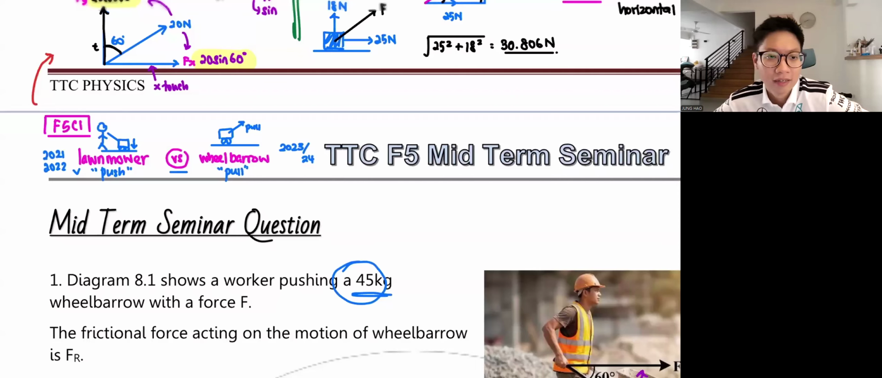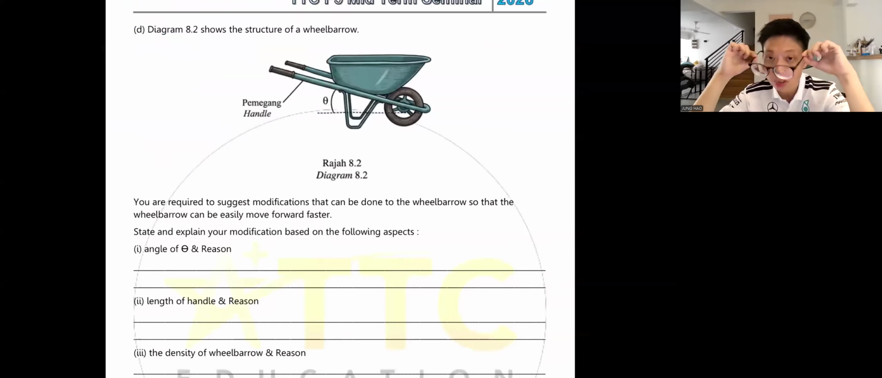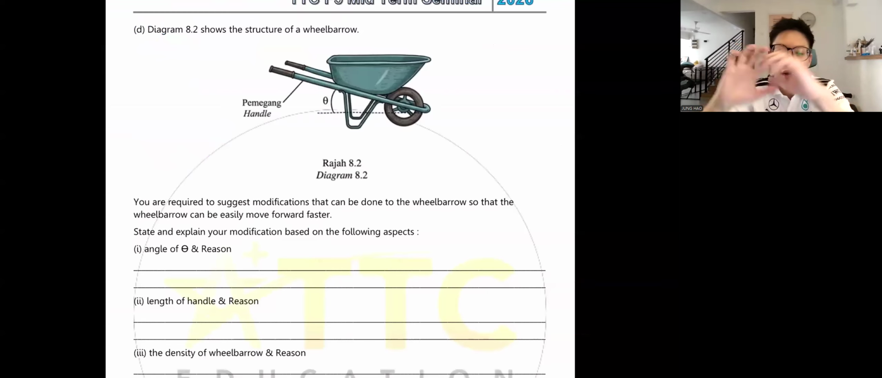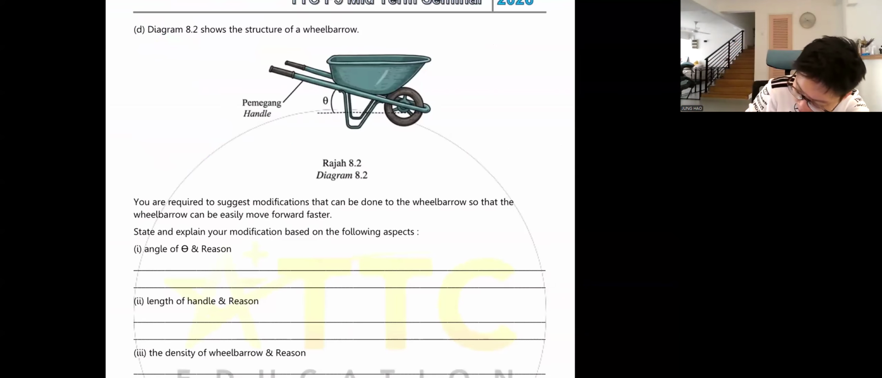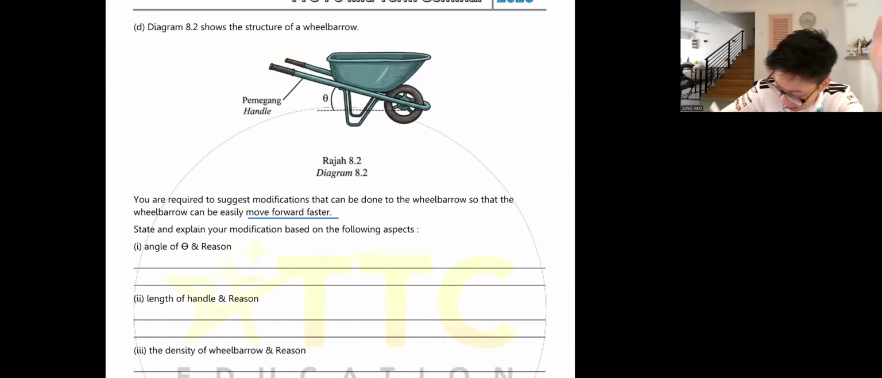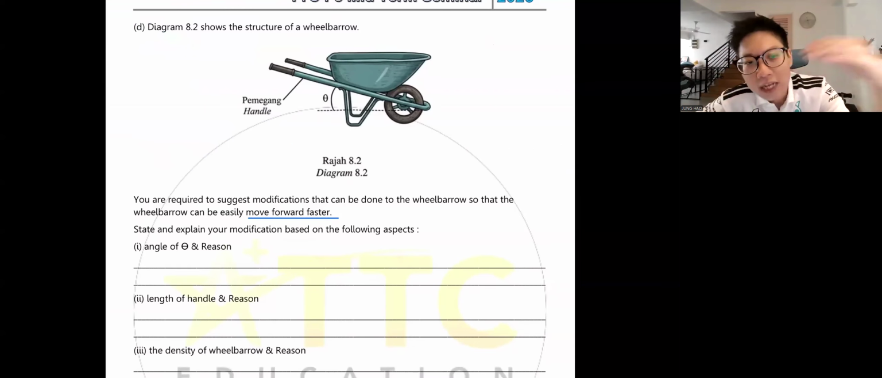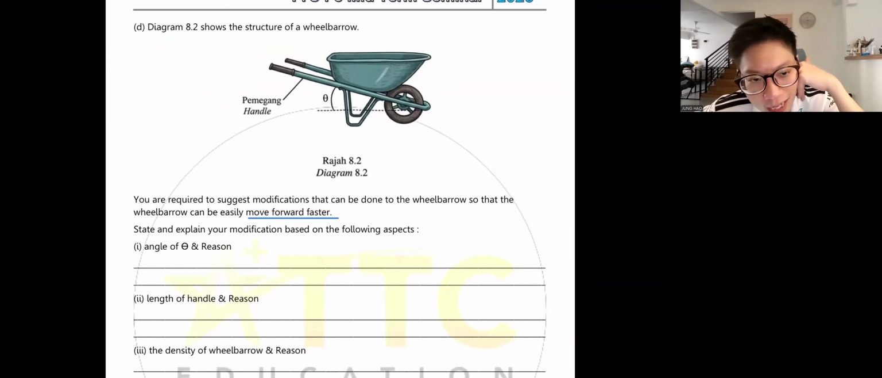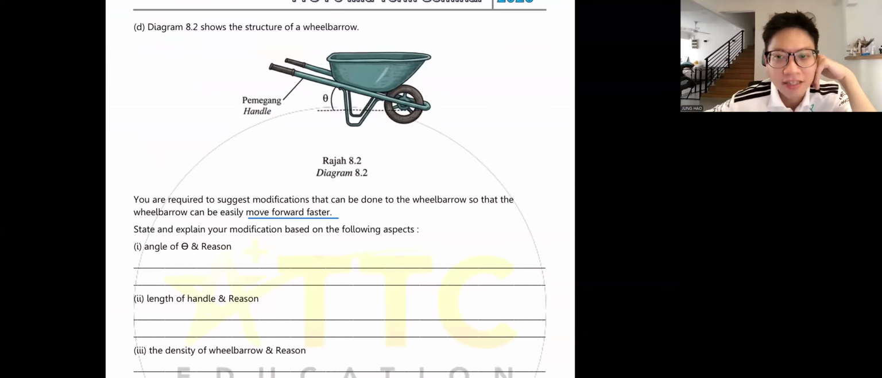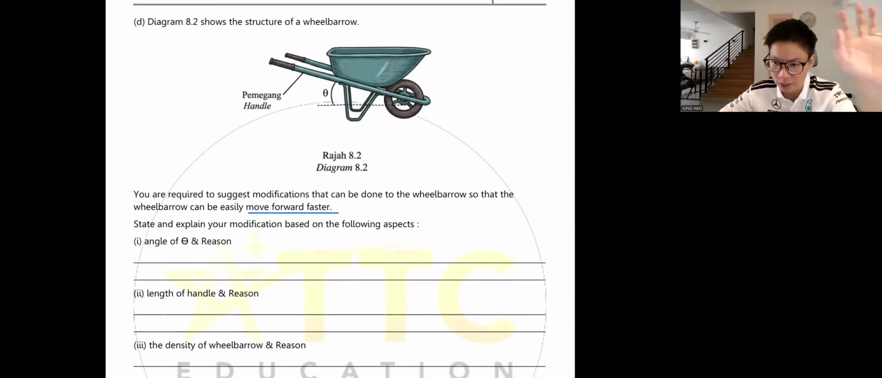Okay, next. Okay, guys, let's go and see here. Diagram 8.2 shows the structure of a wheelbarrow. So you have to modify it so that the wheelbarrow can move forward easier. Seems like now no choice, this guy is pushing already. So state and explain your modification based on the following aspects: the angle of theta, length of handle, and the density of the wheelbarrow. Okay, now let's write this together.